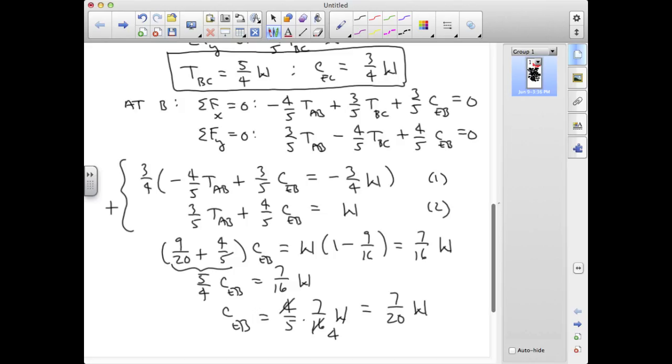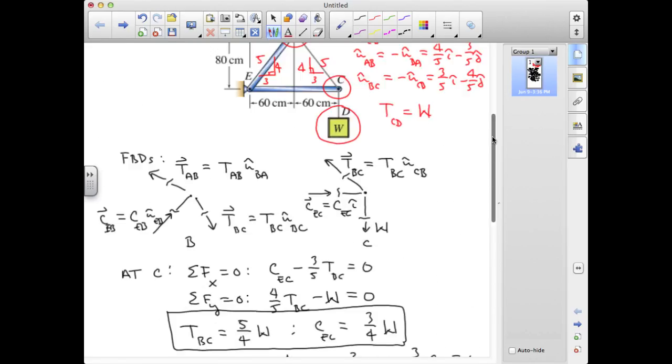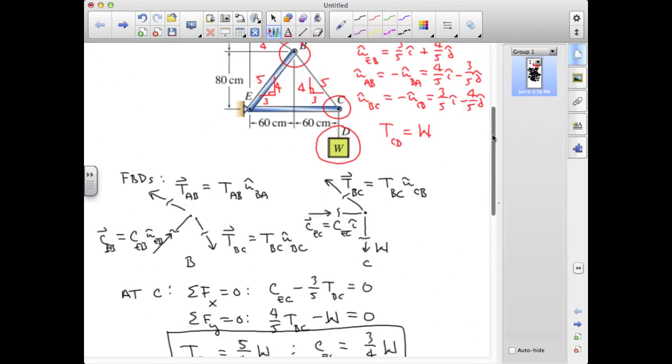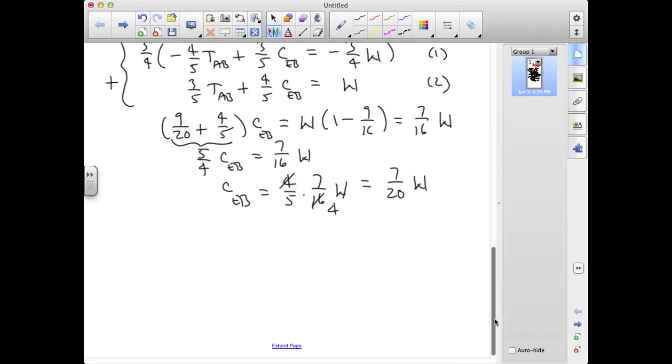Now we might just note here that's a relatively small multiplier, and if we come back up to the figure, we might note in looking at this free body diagram that these tensions TAB and TBC are relatively closely aligned. That is, if they were the same angle, bar EB wouldn't need to carry any compression whatsoever. The fact that there's almost 180 degrees between them means that we only need a very modest force in the bar EB in order to keep that in equilibrium. So it isn't surprising that we have such a modest multiplier on CEB for this problem.